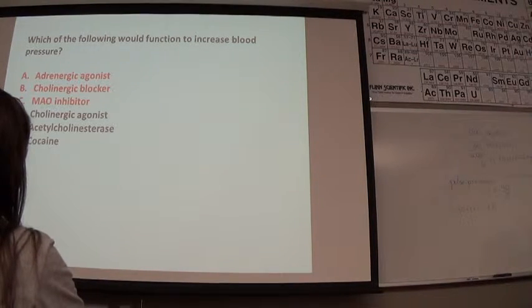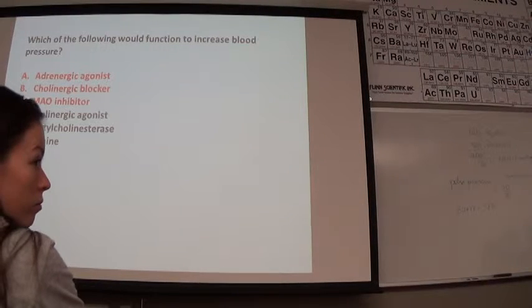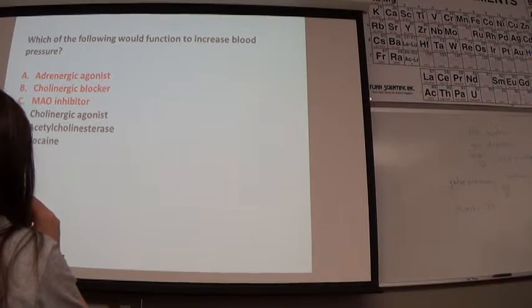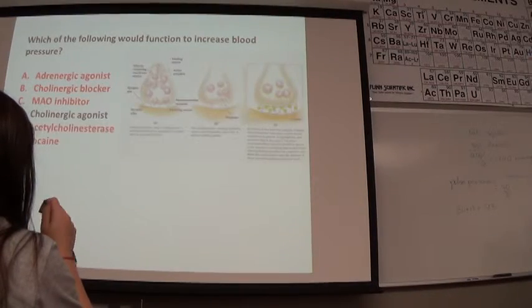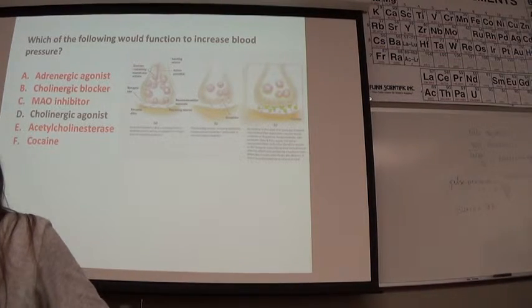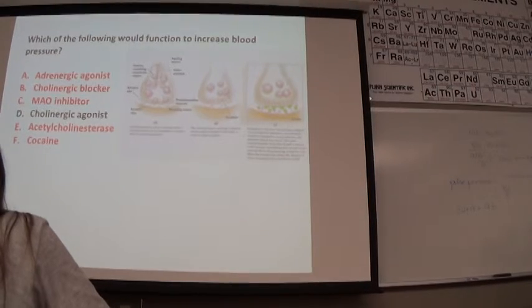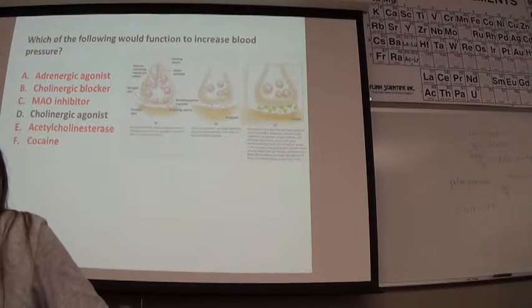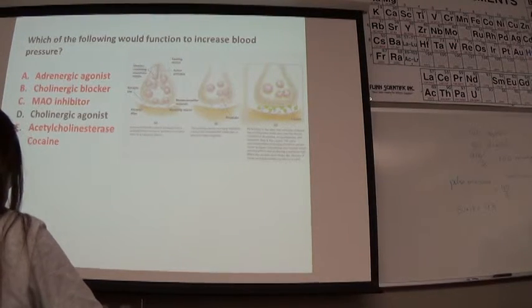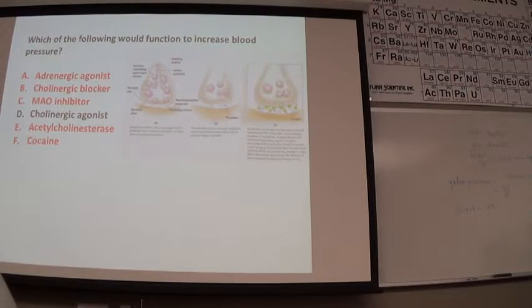Cholinergic agonist. That works with parasympathetic. So that's going to increase parasympathetic effect, so it would not increase blood pressure. What about acetylcholinesterase? It breaks down acetylcholine. So it's similar to a blocker, except instead of preventing it from binding to the receptor, it just breaks it down. It makes less acetylcholine available at any given time for the receptor. And cocaine increases the amount of norepinephrine in the synaptic cleft as well.